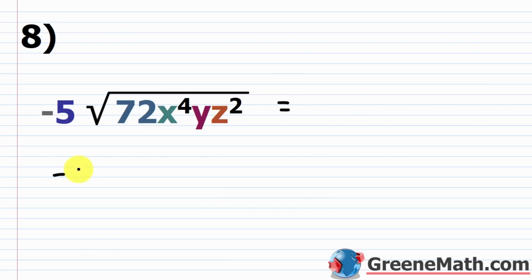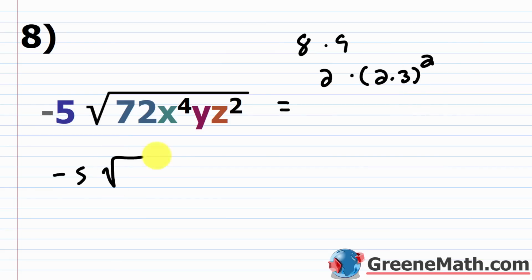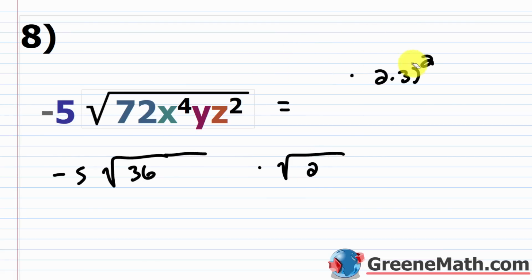So let me put negative 5 out in front. And then for 72, it's 8 times 9. So it's 8 times 9. And 8 is what? It's 2 cubed. So let me write 2 squared times 2. And then times, you would have 3 squared there. So basically, I'm going to rewrite this and put times this 2 times 3 squared like this. 2 times 3 is 6. So you would want to write this as the square root of 36. And basically, let me put times the square root of 2 over here.